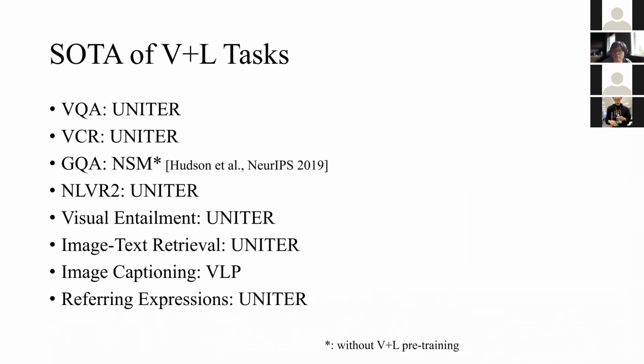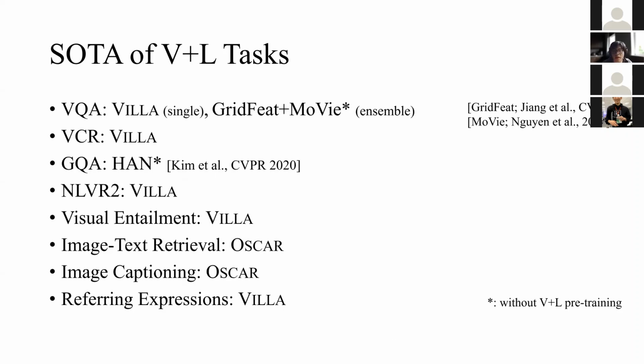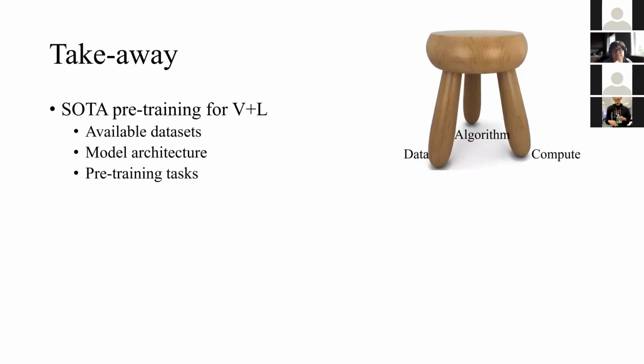After these follow-up works, the state-of-the-art is pushed further. Pre-training methods such as VILLA and Oscar still dominate all the vision and language benchmarks. Note that the top one in the VQA challenge this year, Grid Feature plus MoVie, while not using pre-training, is somewhat related to better visual features. And the state-of-the-art GQA model is still without vision and language pre-training.